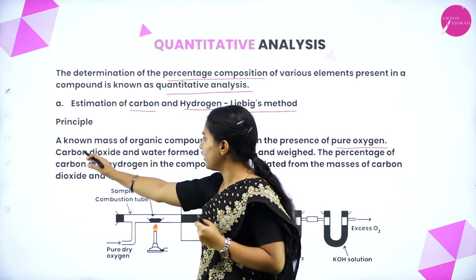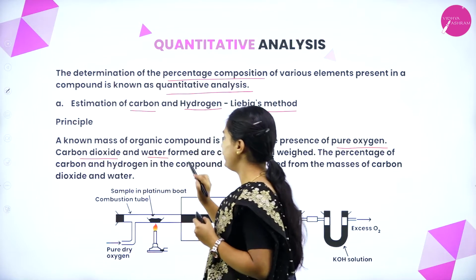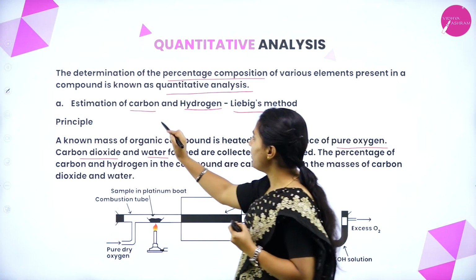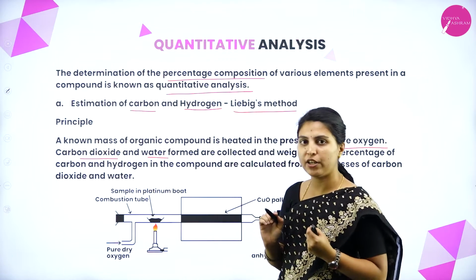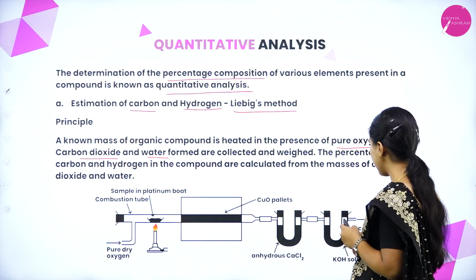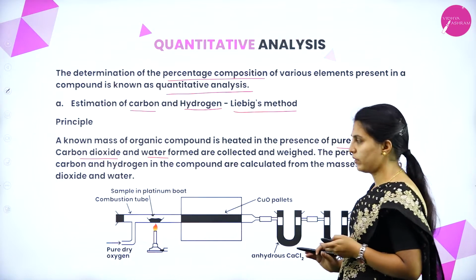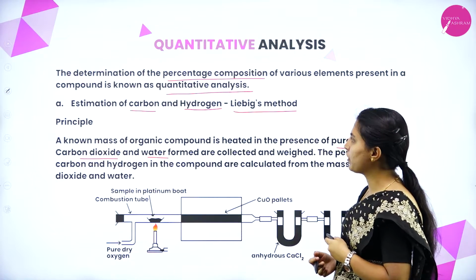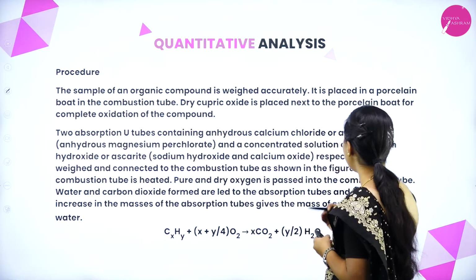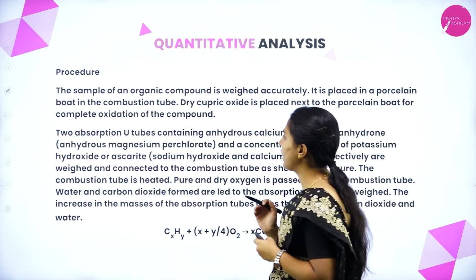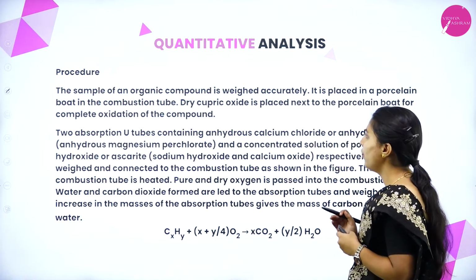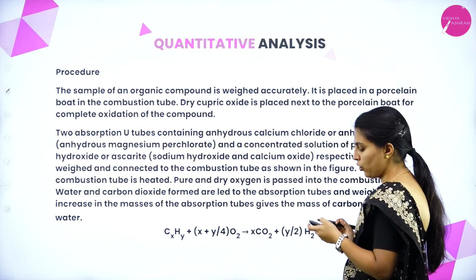Here it will form carbon dioxide and water, right? From those two products, they identify how much carbon and how much hydrogen is present in that compound. The excess O2 will go out. Now we will see the procedure. The sample of an organic compound is weighed accurately. It is placed in a porcelain boat in the combustion tube. Dry cupric oxide is placed next to the porcelain boat for the complete oxidation of the compound.